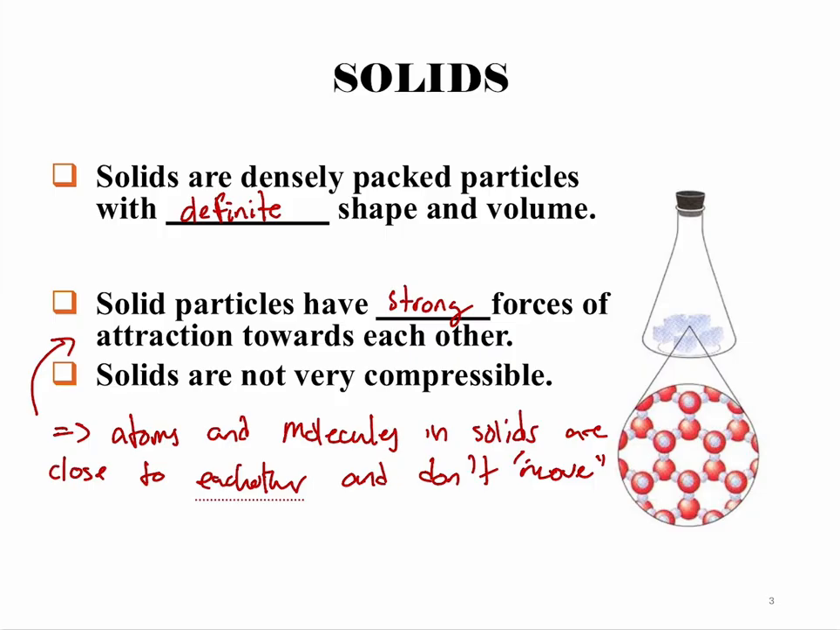And solids are also not very compressible, meaning if you try to compress a solid like this table, it doesn't compress very much, right? That's because the atoms are already so close together, they don't really have much room to compress. And the way we define them again is that they have definite shape and volume. Other things you might commonly see in solids is they can be conductive of heat and electricity. Why? Because they're so close to each other that electrons can bounce between these molecules and atoms.